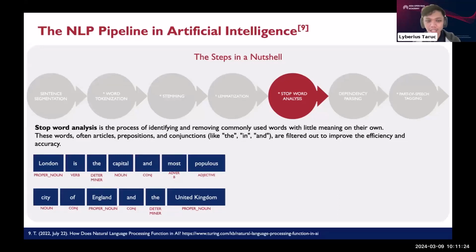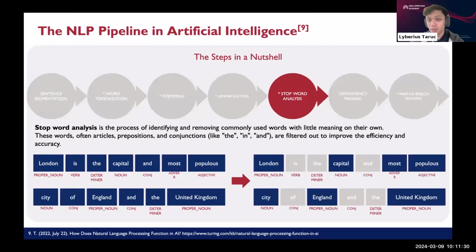So if I were to take again my example a while ago, we now know that after this sentence has gone through SWA, we now make sense that most of the important words here are London, capital, most populous city, England, United Kingdom. Okay, so that is how SWA is being used.